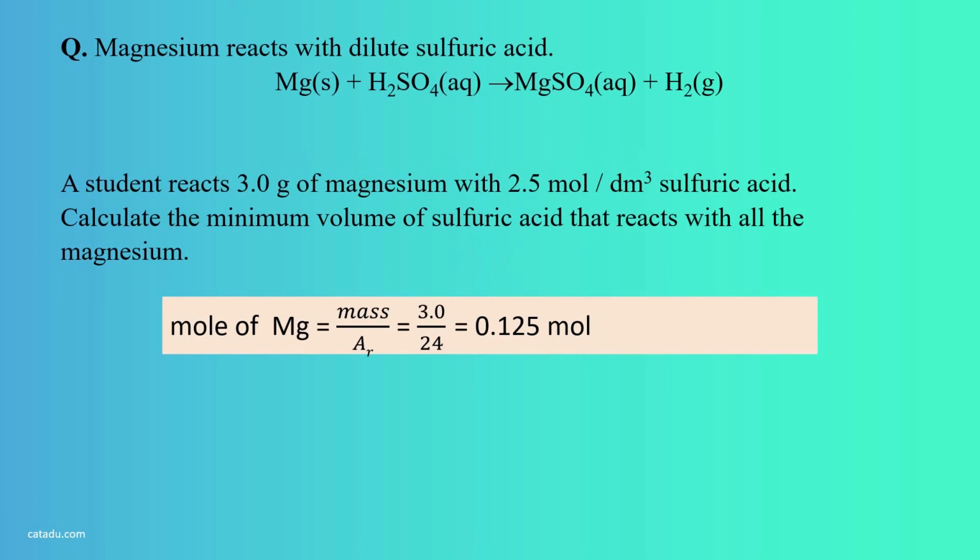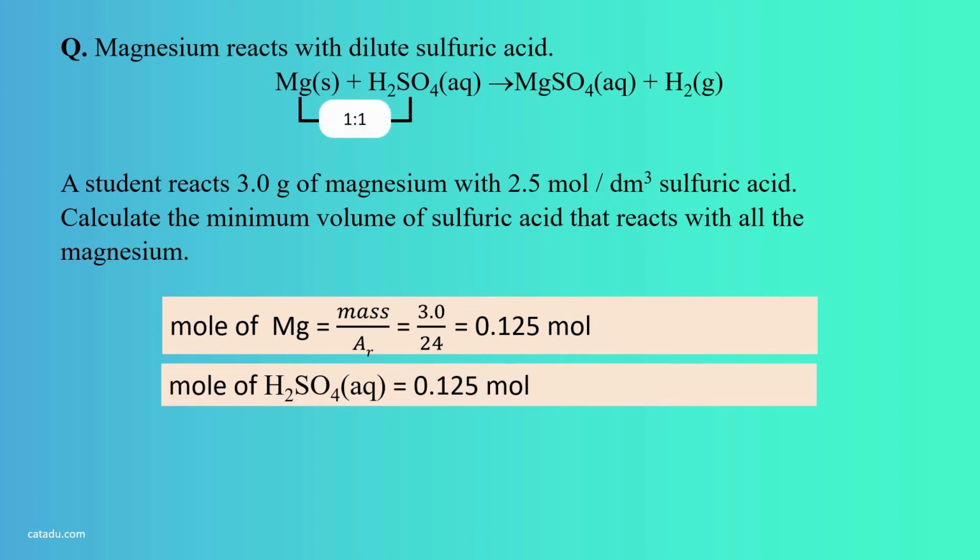by AR in this case, not MR, AR. This is the element, magnesium is the element. So 0.125 mole. The mole of sulfuric acid will be the same because the stoichiometric ratio is the same, 1:1. If the mole of magnesium is 1, sulfuric acid is 1, so mole will be the same.